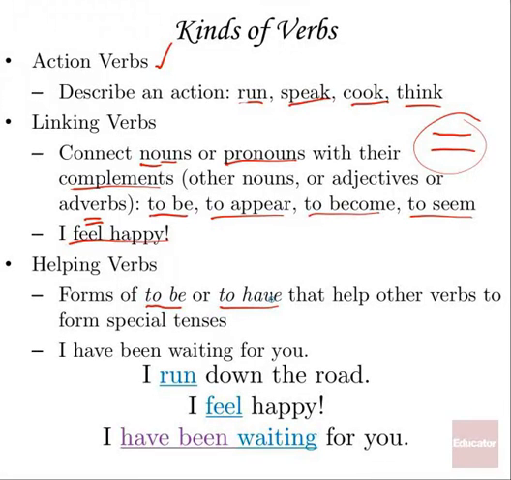Helping verbs always show up with another verb right next to them to form tenses, and we'll get to tenses in a minute. So, for action verbs, we have a sentence like, "I run down the road." Run is an action verb. It's something you do. Very simple. For a linking verb, we have, "I feel happy." Feel is our equal sign verb. And for helping verbs, you have, "I have been waiting for you." Now, waiting is an action verb. It's something you do. But have been is a helping verb that helps to form a new tense out of waiting. We'll get to tenses.